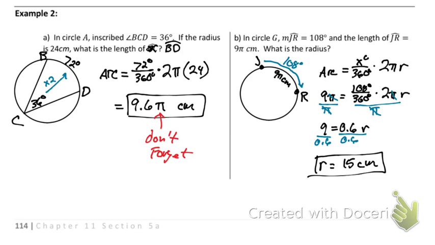Questions on anything we covered today? Really, we just did circumference and area, and then we said, hey, if I'm just doing part of a circle, multiply whatever you get by that percent of that circle. So in example 2a, it was 72 divided by 360. That's how much the circle is covered. And in another one, we just had to use the fact that we knew it was 108 degrees and the length.